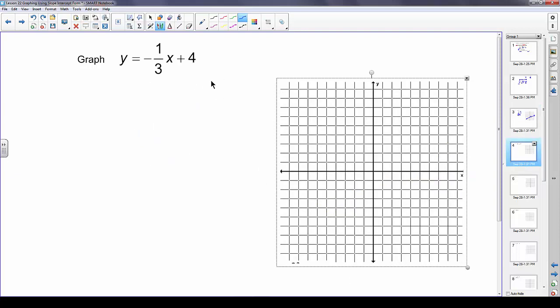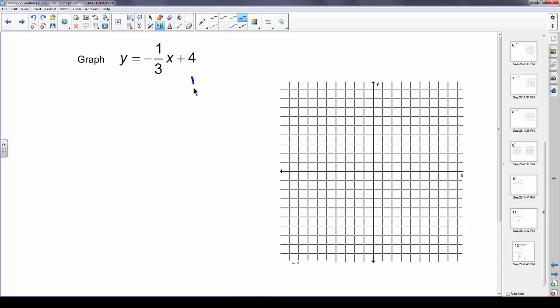Here's another one just for practice. In this case, my b value is +4. My m, or my slope, is a rise of -1 and a run of 3. You'll notice this negative is in the middle. You could either choose to have that negative on the bottom or on the top, but it can't be on both, because then a negative over a negative would be a positive. I like putting the negative in the top part, so that tells me to go down first.